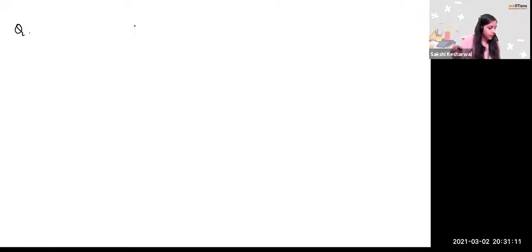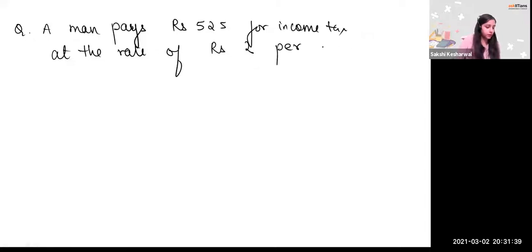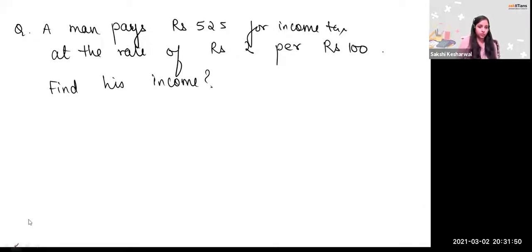Okay. It says that a man pays rupees 525 for income tax at the rate of rupees 2 per rupees 100. Find his income. So this is the question.